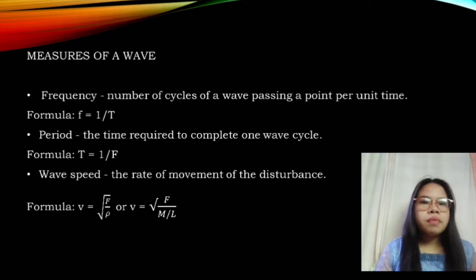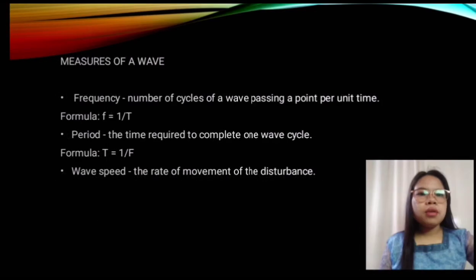Next is the wave speed. Wave speed is the rate of movement of the disturbance. The formula here is wave speed equals the square root of the tension over the density, or wave speed equals the square root of the tension divided by the mass over the length.